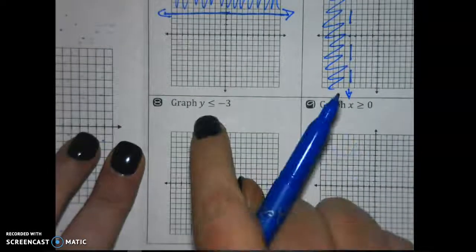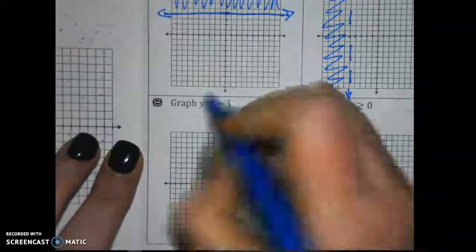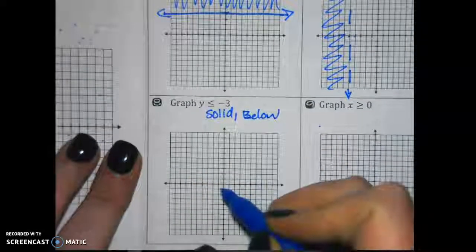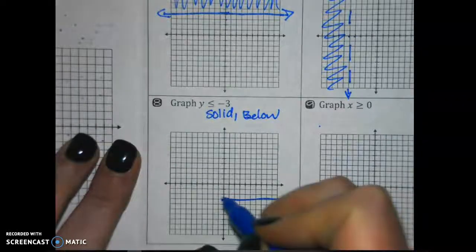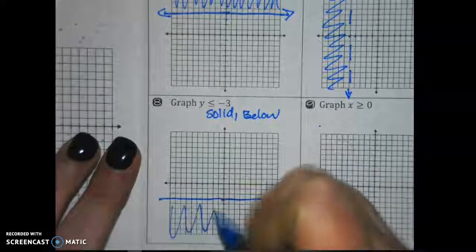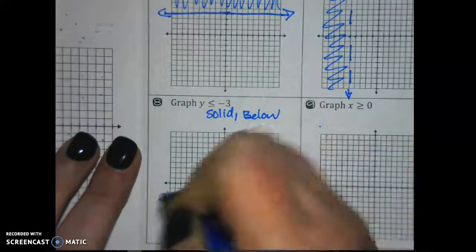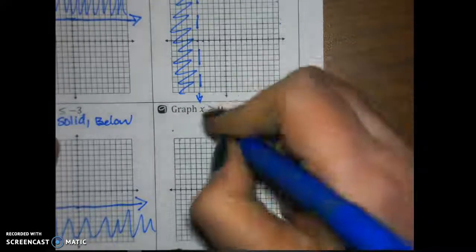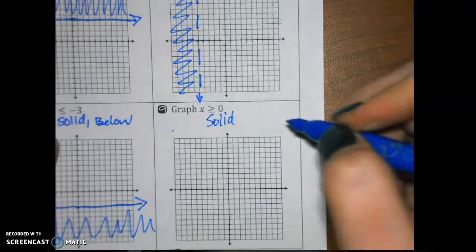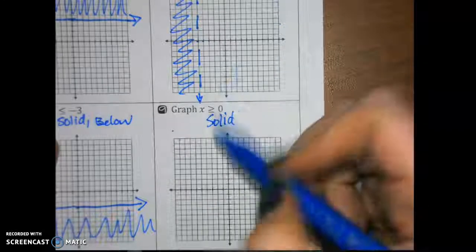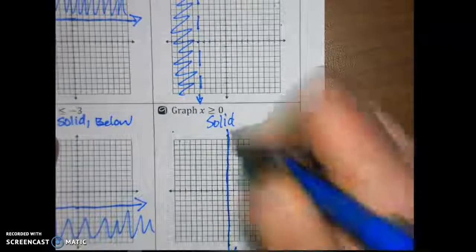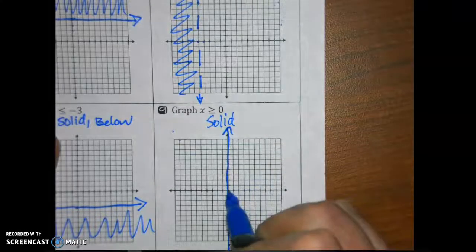Okay? Let's look at this one. Y is less than or equal to negative 3. So it's going to be solid and below. 1, 2, 3. Ta-da! Oh, arrows. Yes, arrows. Okay. How about this one? X is greater than or equal to, solid. Okay. X is bigger than or equal to 0. So I'm going to draw my line at 0. And X is bigger than 0. So that means all of these things.